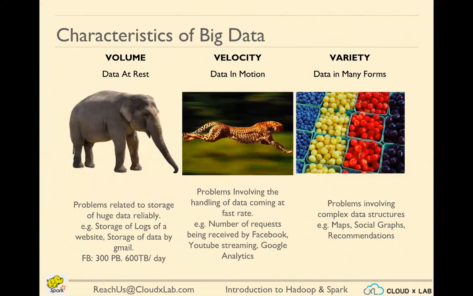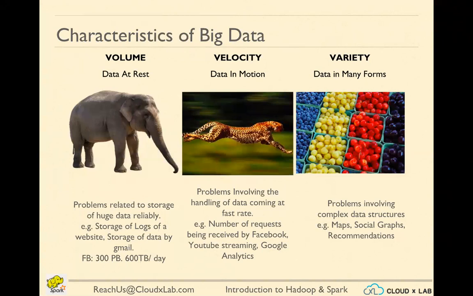Variety, in what format is our data and what kind of translation do we require and what kind of processing do we require? Here we'll be using variety in two forms. One is the complex structure of data as well as the complexity of the nature of our program. That will be part of variety.